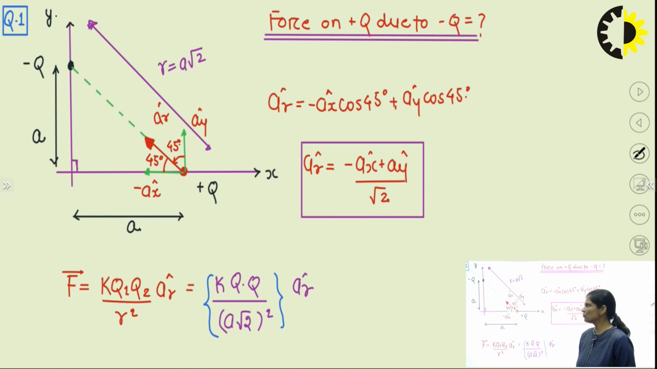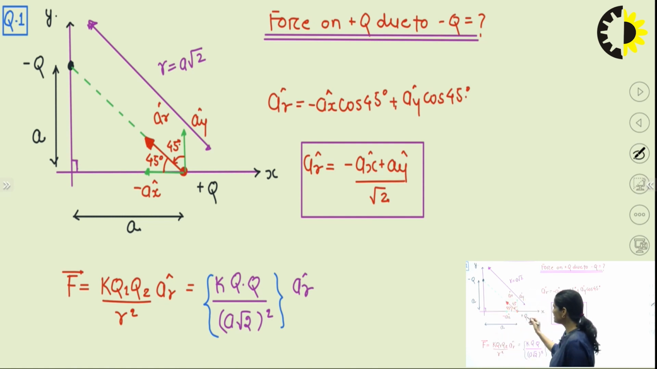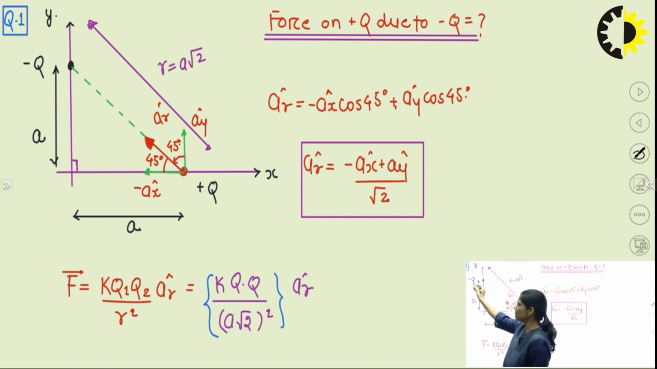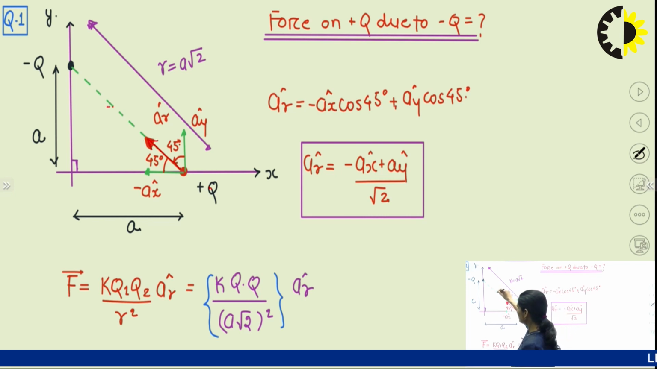Let us consider a question. Here this is the x-axis, this is the y-axis, this is the origin. Now here this is a plus q charge and this is a minus q charge. It means these are unlike charges, so there is an attraction between these two charges. Now you can see here, if it is in attraction, you have to consider it like this.